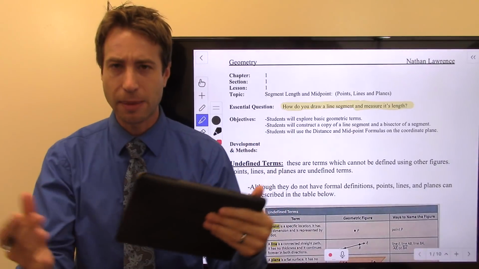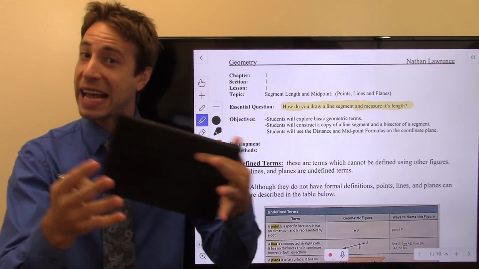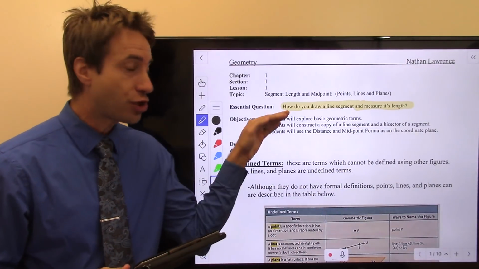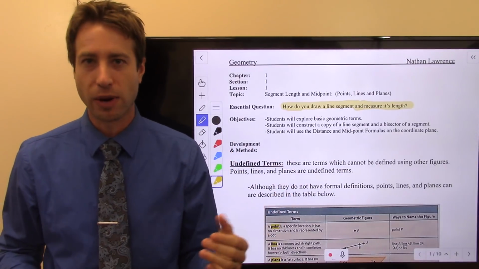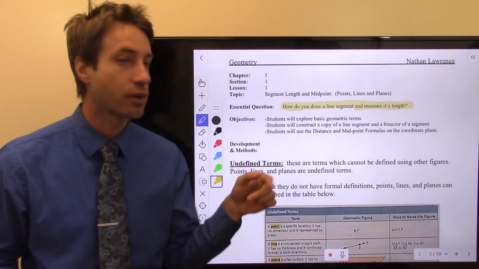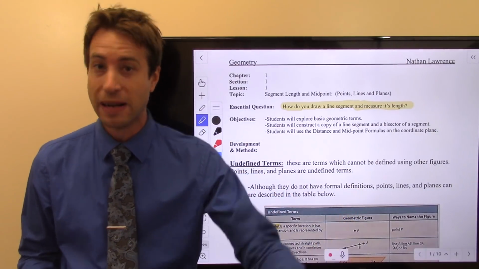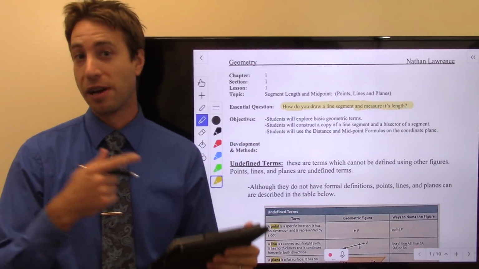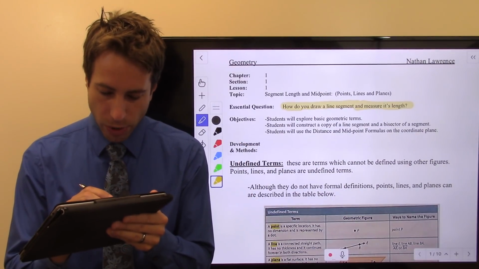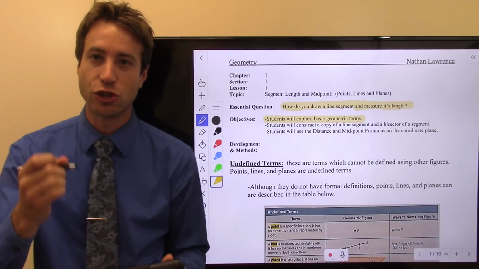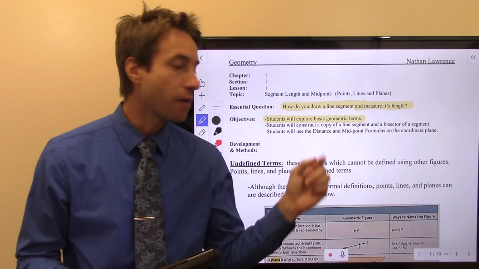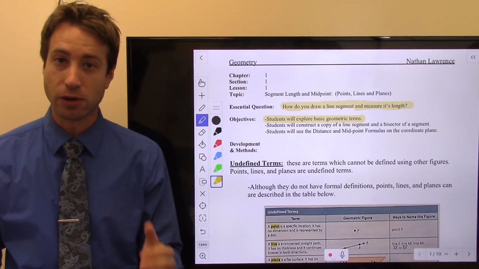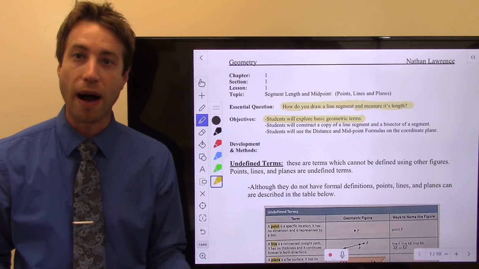Everything's really going to be focused on helping you answer that question. The objectives or learning targets, you can call them whatever you want to. I'll call them objectives, but these are the things that you'll need to be able to do in order to answer that essential question. We're going to take a look at some basic geometric terms. We're going to start there, and I'll talk about why that's really important.